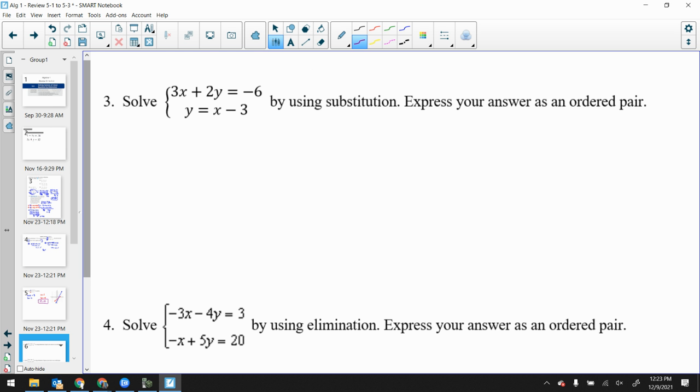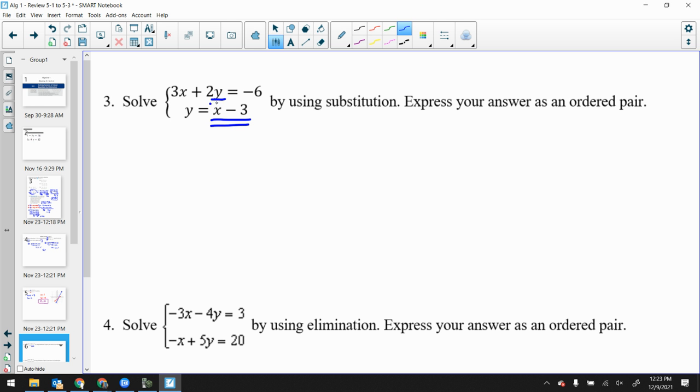3x plus 2y is equal to -6, and y is equal to x minus 3. Now, why do I say that this is set up for substitution? What about it is telling me that this is set up for substitution? Very good. It's got a y equals, right? One of the equations is already solved for. I remember I said that step 1 is done for us in substitution when we have something like this.